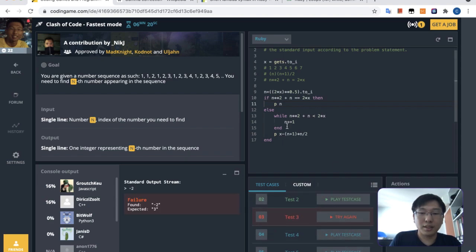Oh, okay. So over here, while this happens, n plus equals 1. Then when it explodes, the n is actually of a higher value. So this should be n minus 1 instead.